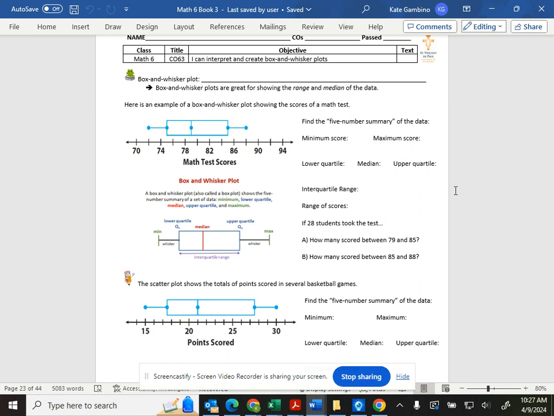Okay. So I really, truly need you to ask those questions because this is new and it is a little more complicated. So we need to understand all the vocabulary that we're going to be looking at. So a box and whisker plot is a data display that divides a data set into four parts.